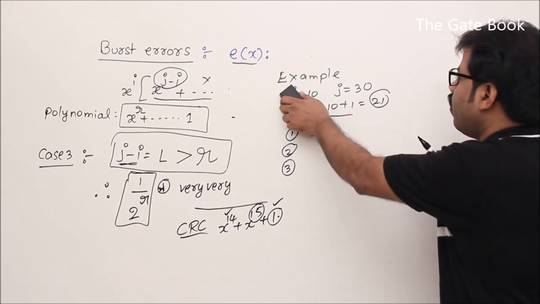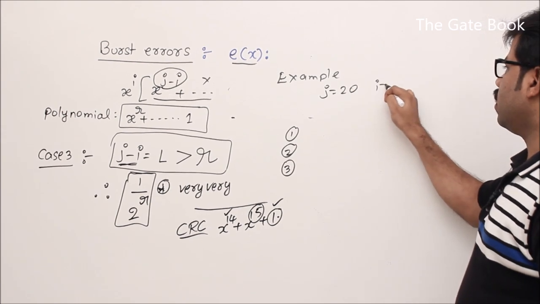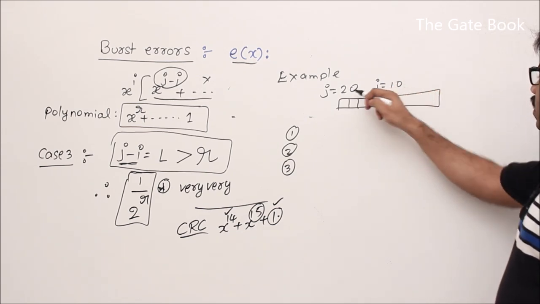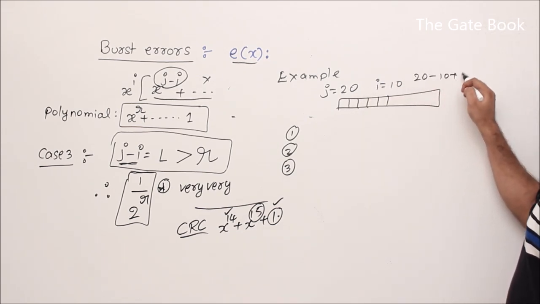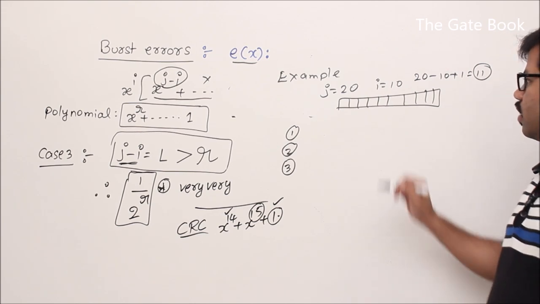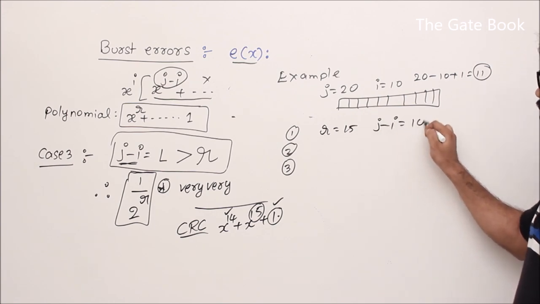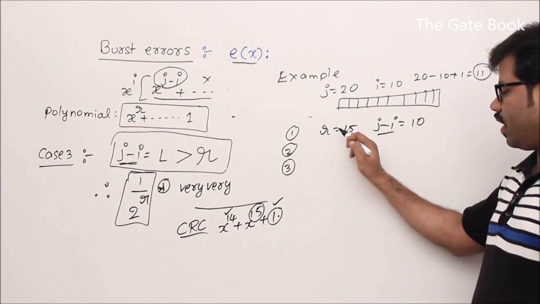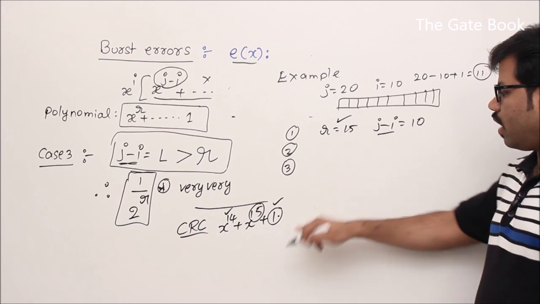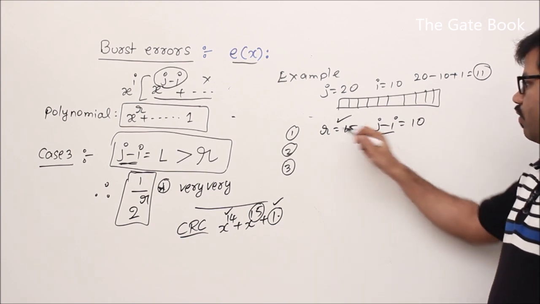So that is one thing. Second, what if you have a burst of something like 10? That means j is 20, i is 10. That means you have a 10 bit burst error, almost, so 11 bit. The length of the burst is 20 minus 10 plus 1, which is 11. If you have an 11 bit burst, whether we can detect or not, we will see. First of all, what is r? 15. What is j minus i? 10. Since j minus i is less than 15, it becomes case number 1. In case number 1, we can always detect it because our polynomial is not going to divide your error polynomial. That's why we can always detect.